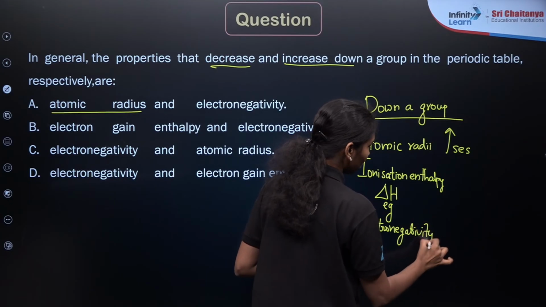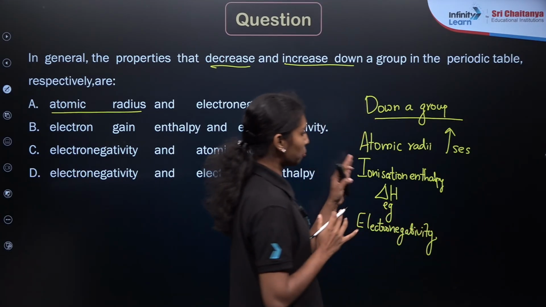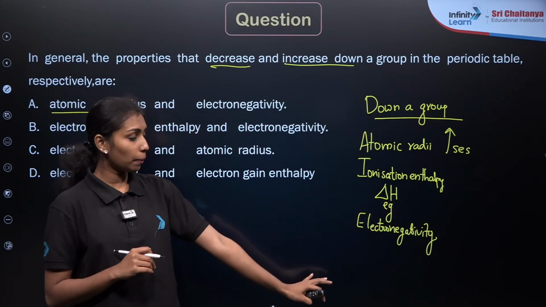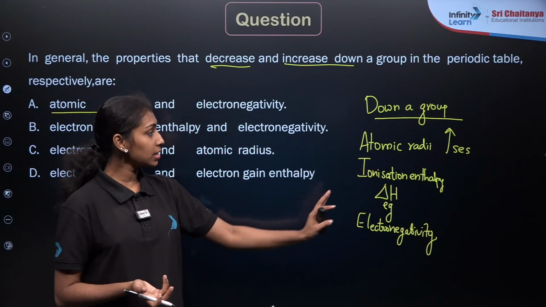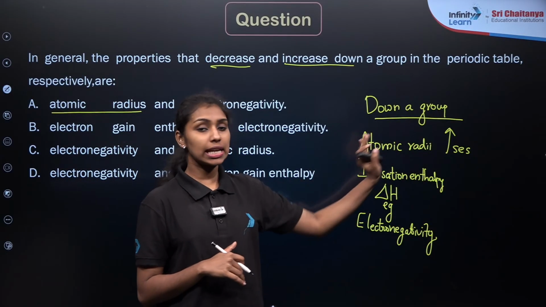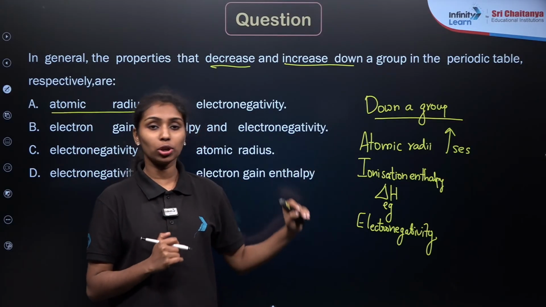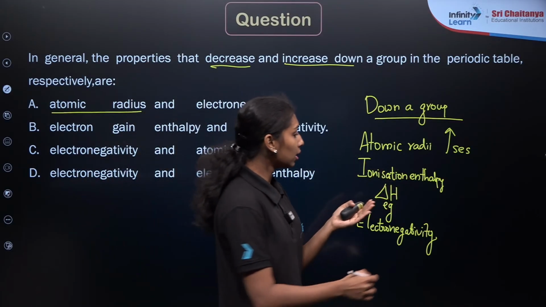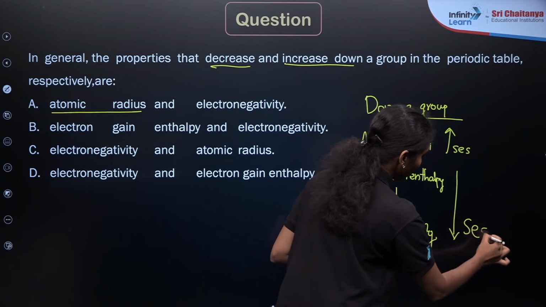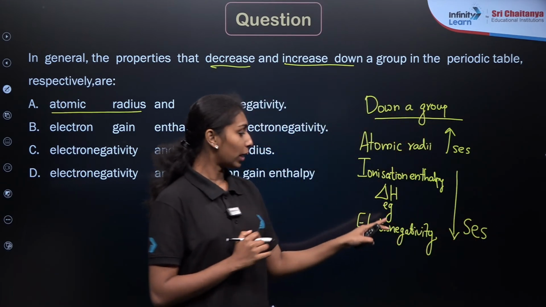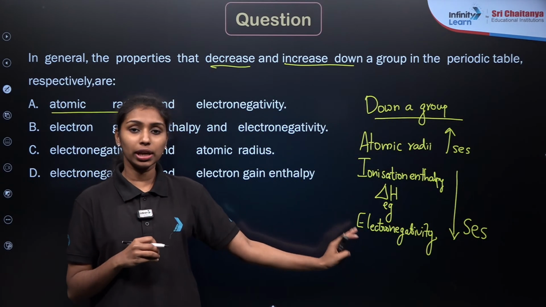Okay, these are the four important properties we have discussed, right? Atomic radii, ionization enthalpy, electron gain enthalpy, and electronegativity, right? So down the group, what is happening to the atomic size or atomic radii, it increases, right? If you are moving from top to bottom in a group. So generally, it will be having decreasing values for these three properties, right? Ionization enthalpy, electron gain enthalpy, and electronegativity decrease down a group.